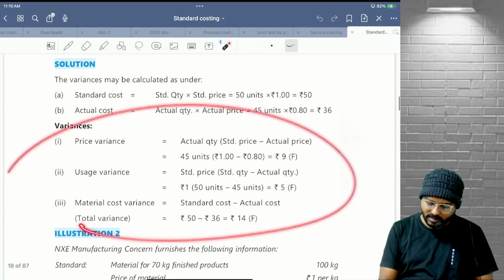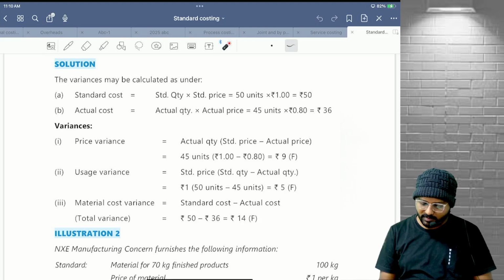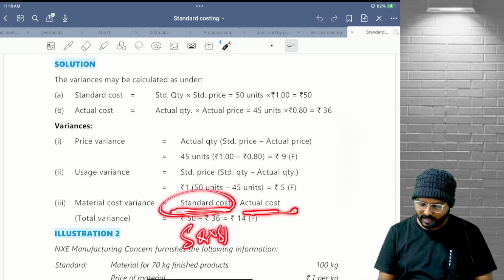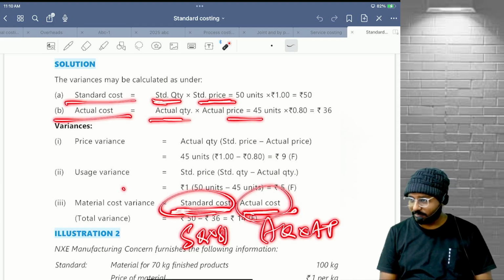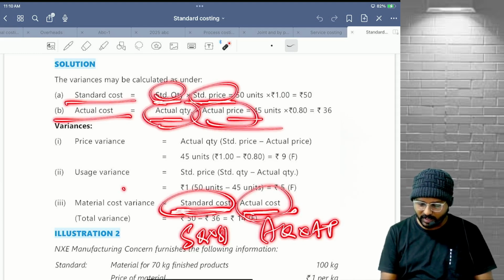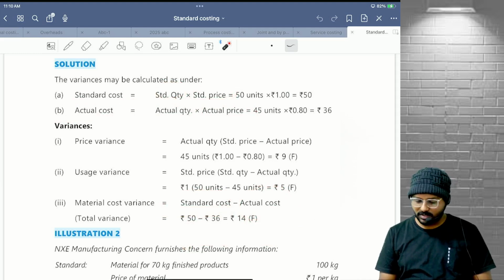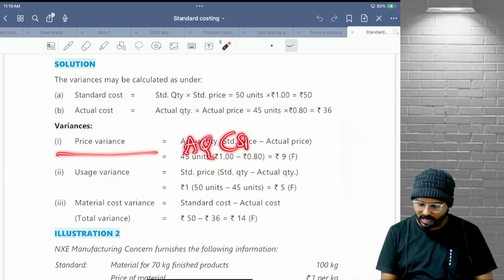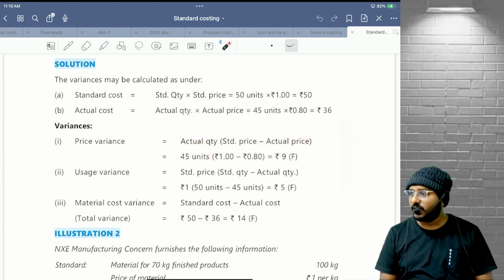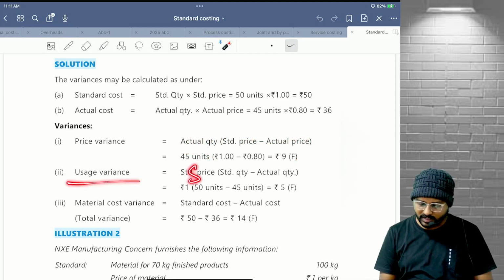So this is your ICA presentation. We did the same, correct? Standard cost is nothing but SQ into SP. Actual cost is nothing but AQ into AP. Here you can see standard cost and actual cost. Price variance is actual quantity into standard price minus actual price. Usage variance is standard price into standard quantity minus actual quantity.